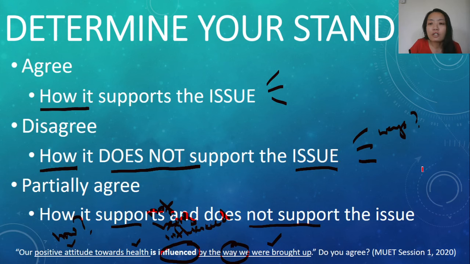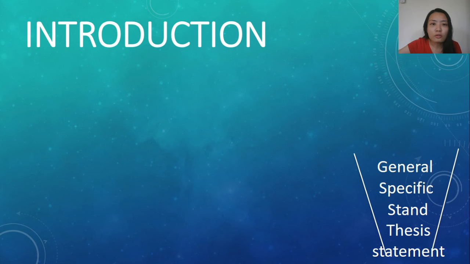But I don't actually recommend you to do partially agree if possible, because I'm afraid that sometimes your points for agree and disagree may actually contradict each other. So it's better if you stick to one: either all 3 points agree or all 3 points disagree. Unless you really have no idea to have 3 points which state the same stand, then only you go for partially agree. Otherwise, just try to stick to one stand so that the whole essay will be stronger. It takes one stand.